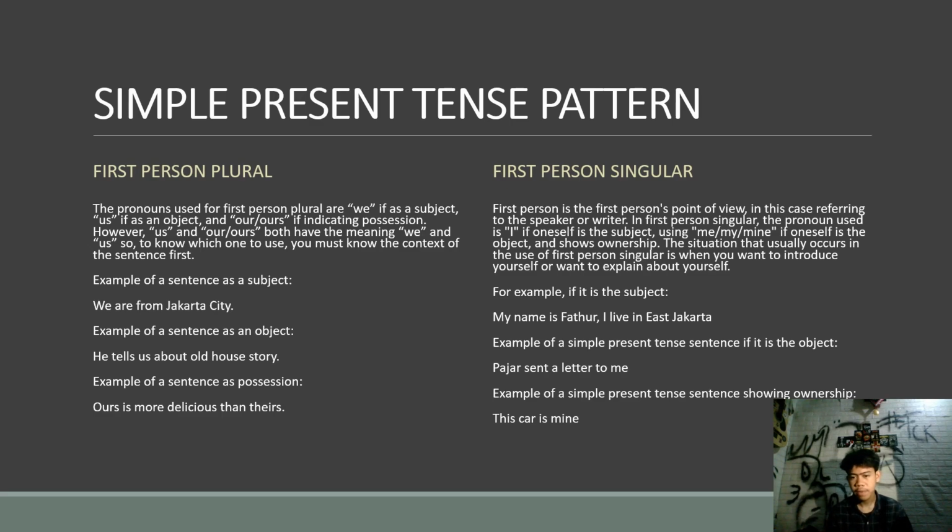Example of a simple present tense sentence with an object: Fajar sent a letter to me. Example of a simple present tense sentence showing ownership: This car is mine.